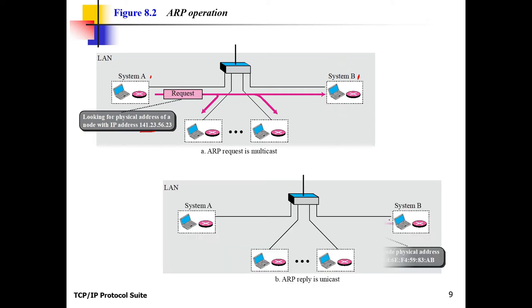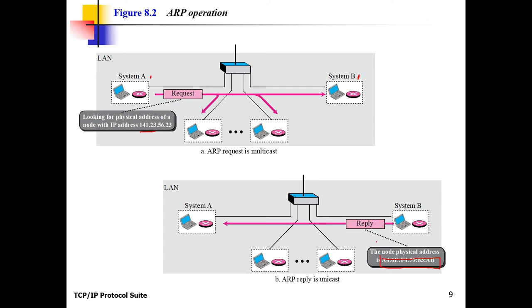So what does B do? It responds with a unicast message, a reply to the sender with the physical address. The node will tell A, oh, hello A, you requested my physical address, here it is. That's my MAC address. Now you have it. So what does system A do? It will cache this MAC address and map it to the IP address.